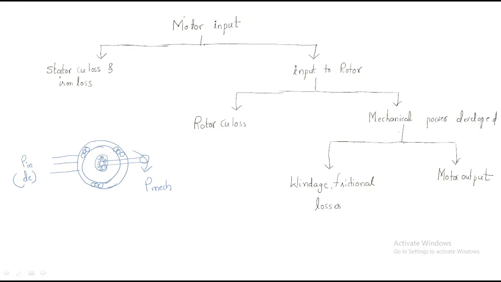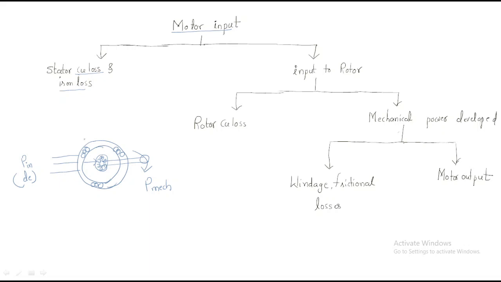First, the motor input is given to the stator, and the power entering the stator has some loss. After that loss, the power again enters the rotor. The stator is a machine made with the core and copper. So the stator has iron losses and copper losses.